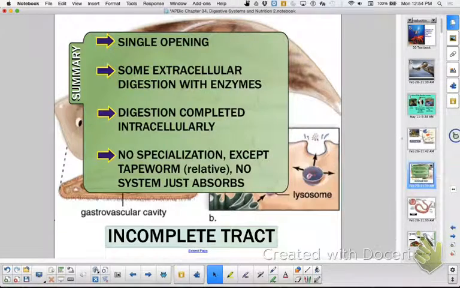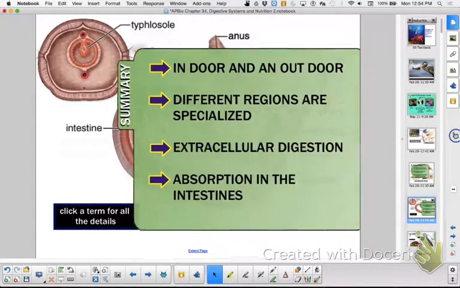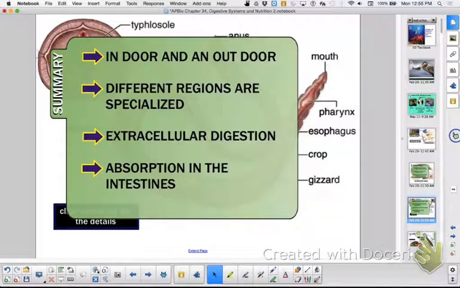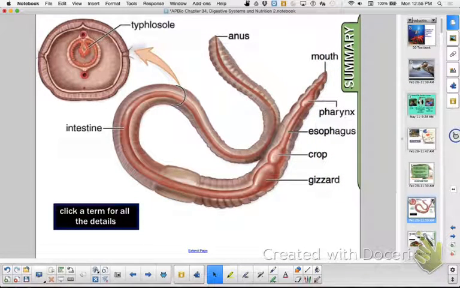All right, versus a complete digestive tract, which means you have an indoor and an outdoor, a way to go in and a way to go out. And then different regions are specialized. Primarily, you would just have extracellular digestion and then absorption in your intestines. We can go over some of the structures here of the earthworm.